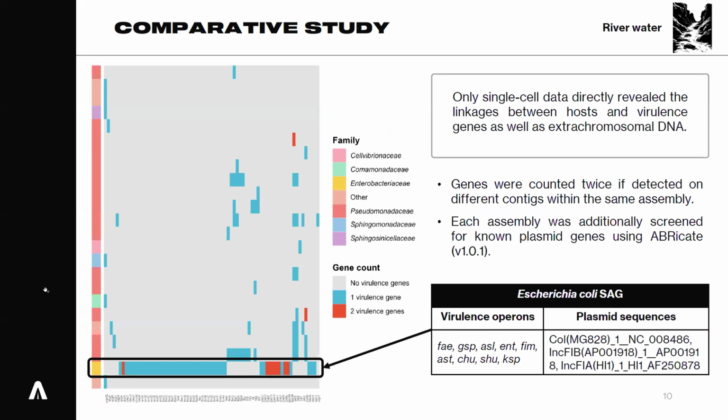We also searched for interesting functional genes like antimicrobial resistance genes, virulence genes, and plasmid sequences in our data. And this slide shows an example result from the river water sample where we actually detected a bunch of virulence genes. We also detected a few plasmid sequences. And this graph here on the slide shows a single cell dataset and illustrates how easily we can trace back those functional genes to their host. This is something that is just impossible with bulk approaches. So in metagenomic data, this linkage is lost.